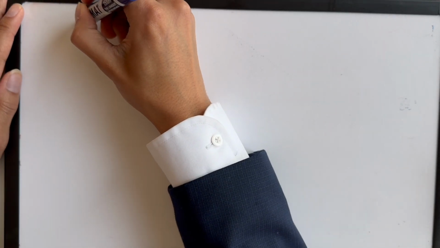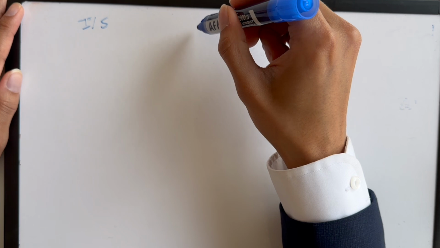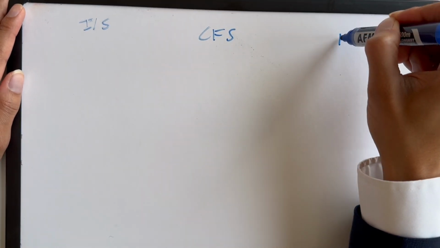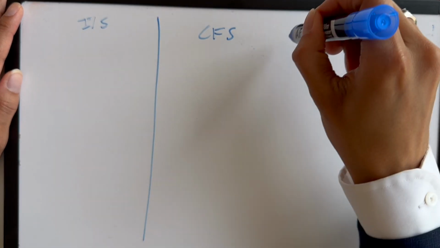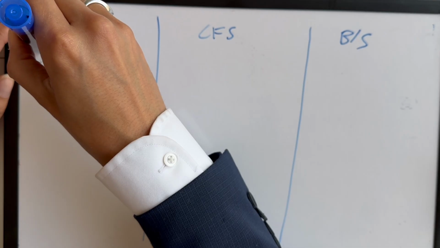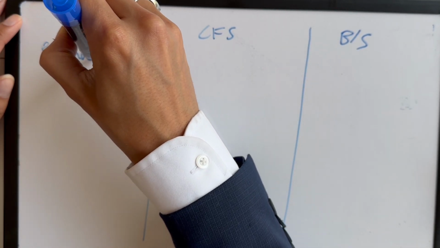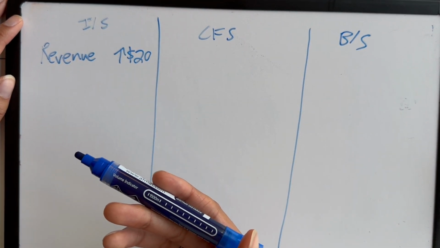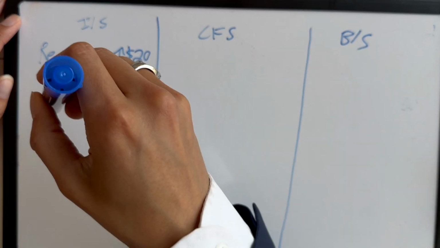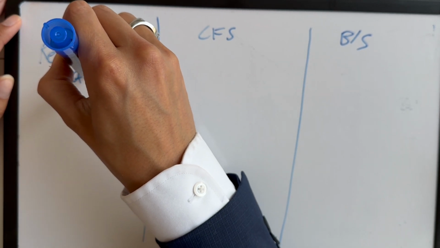Okay, so as usual, we're gonna list out the three financial statements. We got our income statement, we got our cash flow statement, and we have our balance sheet. Now, when a company makes a sale, first things first, income statement, super fundamental, they get revenue, right? Revenue. So that's the top line. So your revenue in this case, we're going to assume it goes up by $20 because that's what we sold the product for.